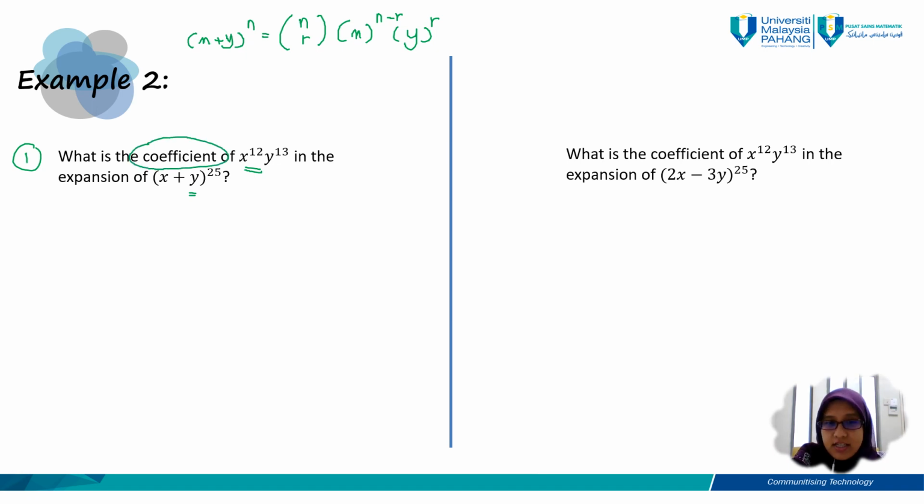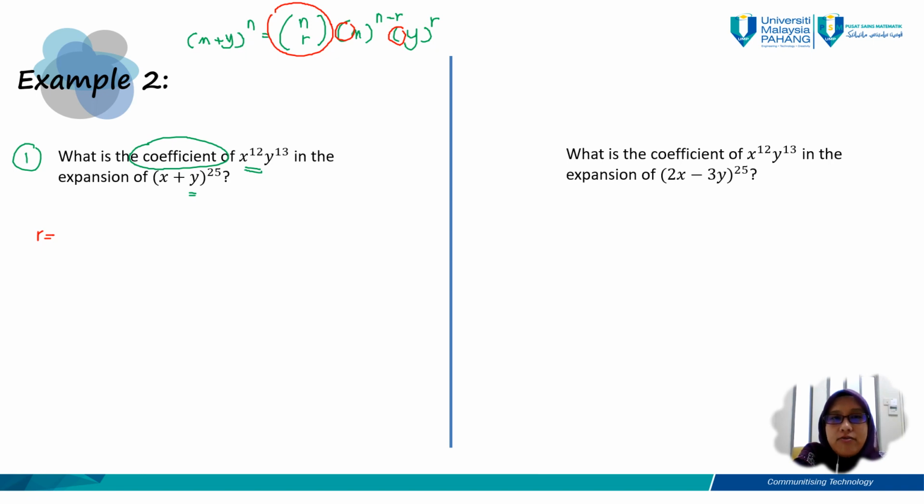What is the coefficient? Coefficient is the number in front, so if you have a constant value at x or y, that's one, it is also considered a coefficient. Actually, you are not going to expand everything just to find the coefficient. Firstly, let's find our r. So how to determine our r?